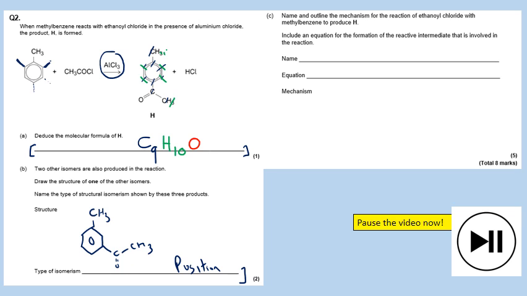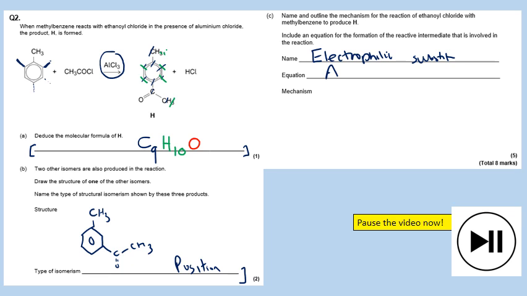Positional isomerism, 2 marks. Name and outline the mechanism for the reaction of ethanoyl chloride with methyl benzene to produce H. Include an equation for the formation of the reactive intermediate that is formed. Right, okay, well, the name of the mechanism is electrophilic substitution. The equation for the formation of that reactive intermediate is showing the formation of our electrophile.